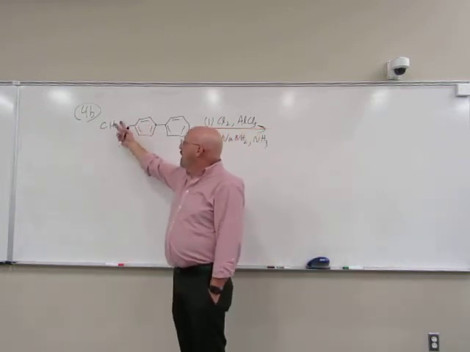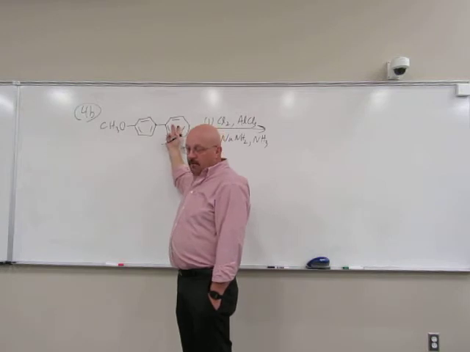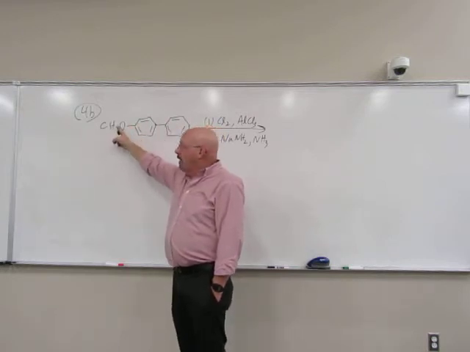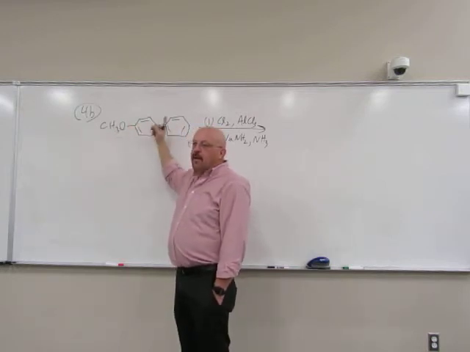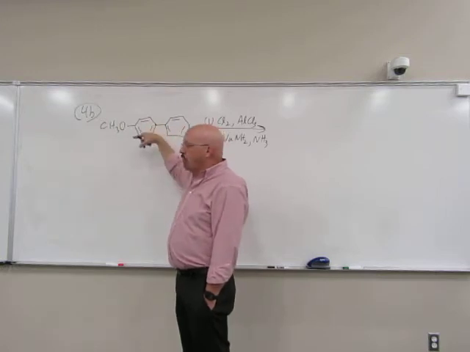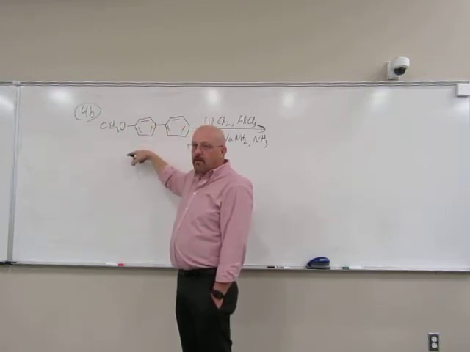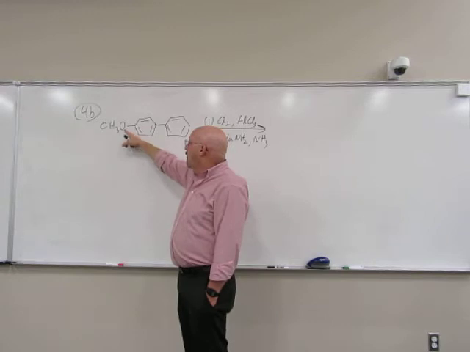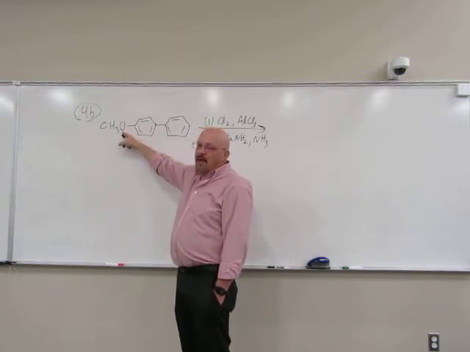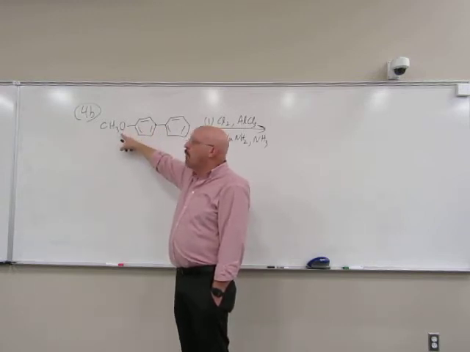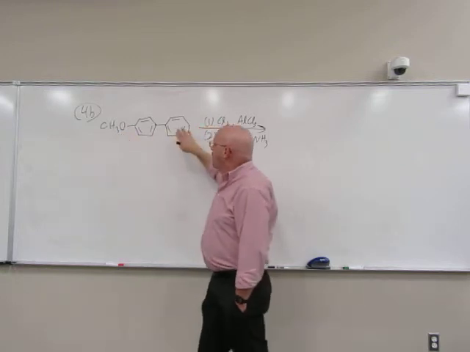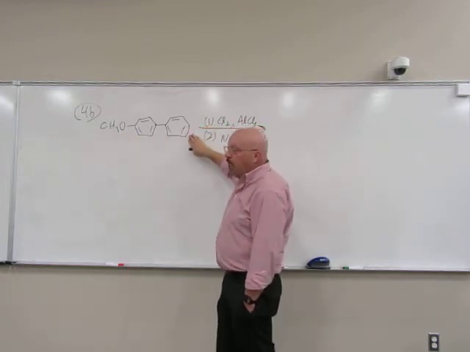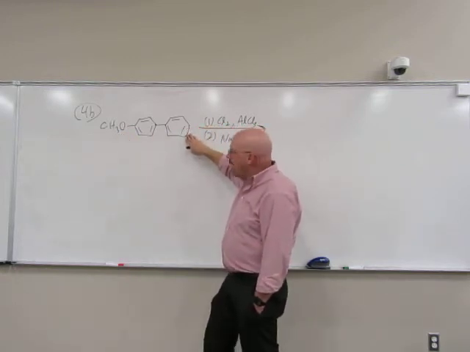This first ring has a methoxy and a phenyl group coming off. The methoxy is moderately activating. The phenyl group is weakly activating. So you have moderately and weakly, but the methoxy wins out. It's the stronger activating group. That wins.